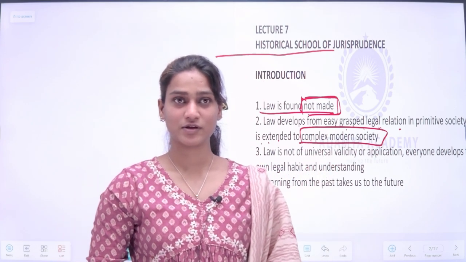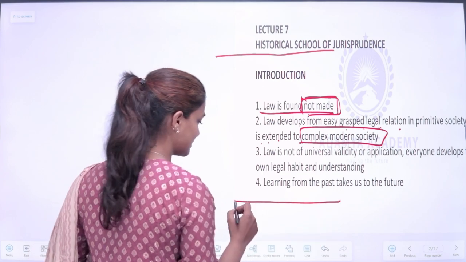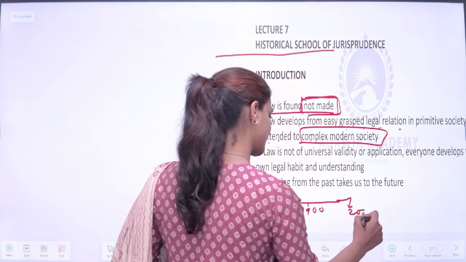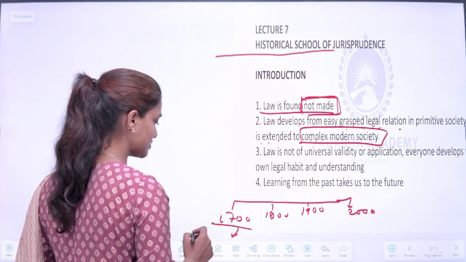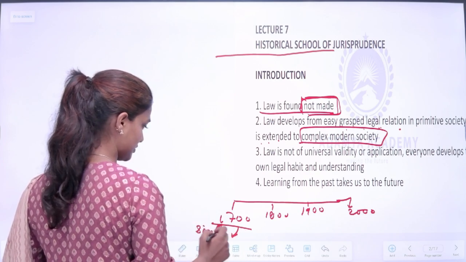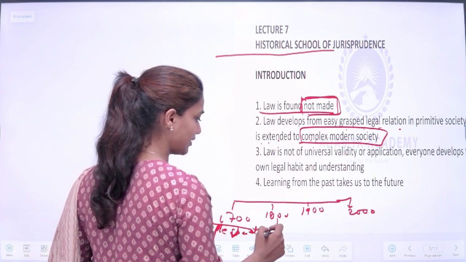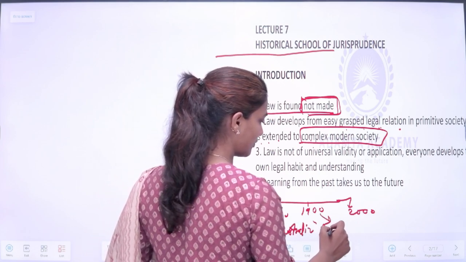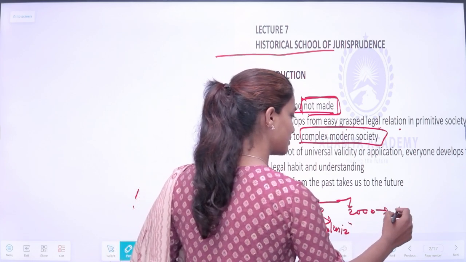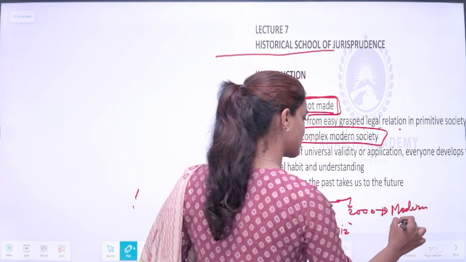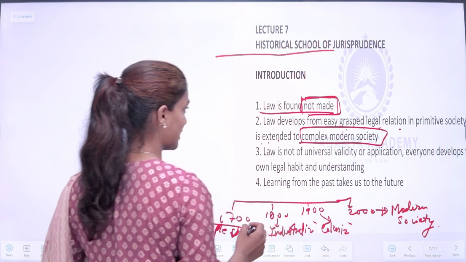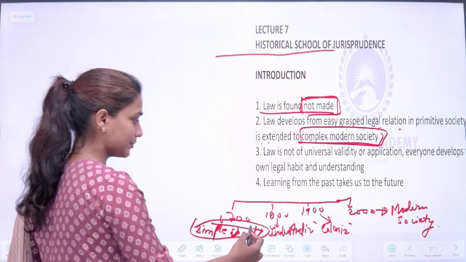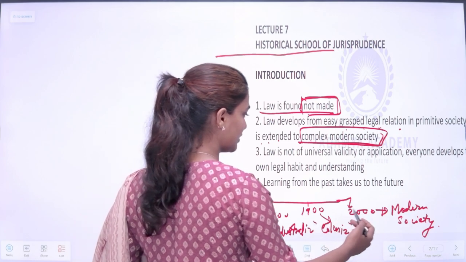Let us take an example. Let us give a timeline, for example, 1700, 1800, then 1900, then 2000. Here, the society was very simple. In 1800, industrialization was started. In 1900, it was a period of colonization, and 2000 is what we have, complex modern society. So we can see that law was earlier simple, then it became complex as it moved to the present.